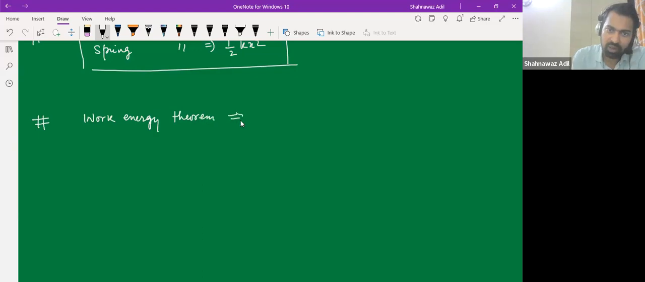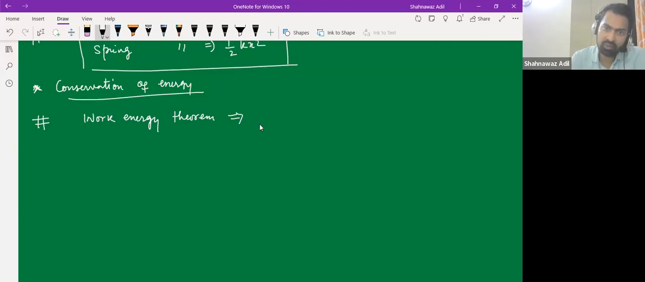From the work energy theorem, let's say, and this is the conservation of energy, and to be precise, mechanical. Okay, so work energy theorem, we have work done, and this is equal to change in kinetic energy, right, guys? Yes, sir. And this is K final minus K initial, right?